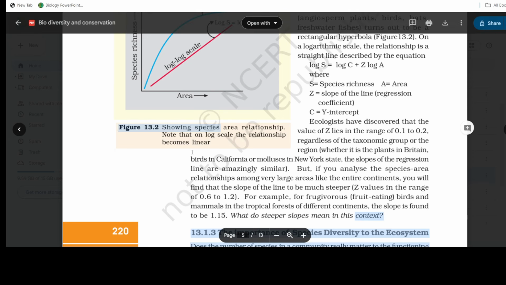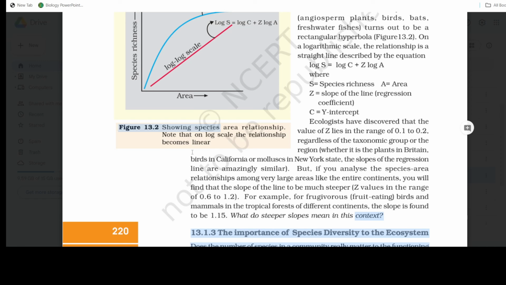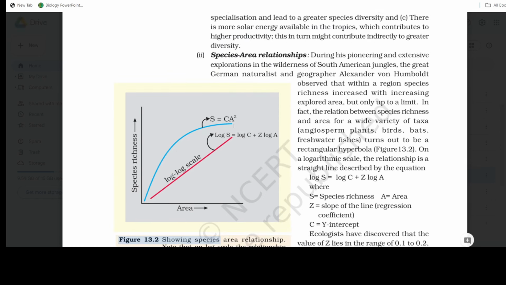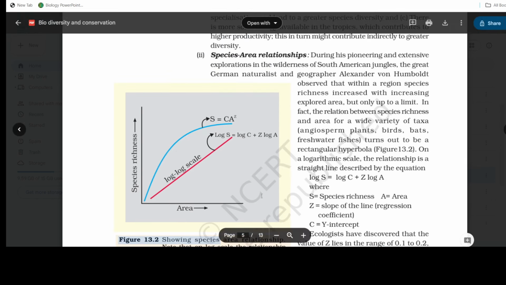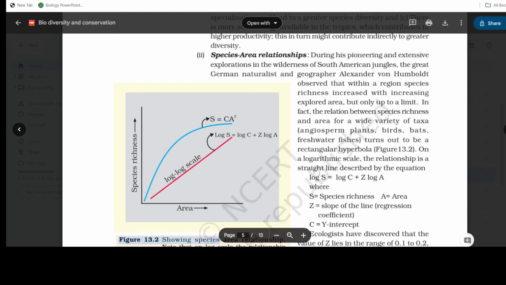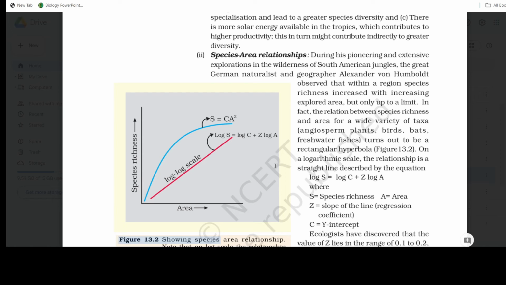So in this context, steeper slopes mean that in a species area relationship, if you check in a huge continent, the number of species will be increasing at a faster rate than the area we explored. In a small area, we said that there's a limit, right? But when we explore huge continents, the area also increases, but the species richness will increase more. So we could plot it as a steeper slope, because the value for species richness will be high when compared to the value of the area explored.